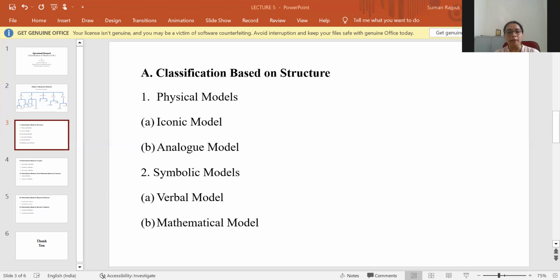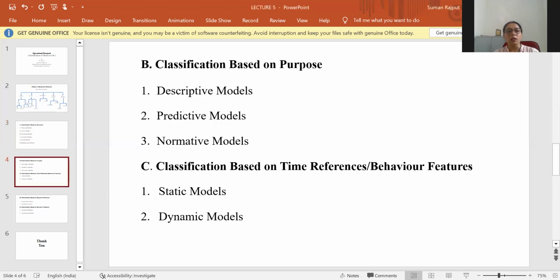So the next type we have is based on the purpose. Again, we have three types based on the purpose: a descriptive model, predictive model, and normative model. A descriptive model simply describes some features of a situation based on observation, survey, or other available data, and does not predict or recommend. For example, the result of an opinion poll, or a block diagram representing an algorithm or method for solving a problem.